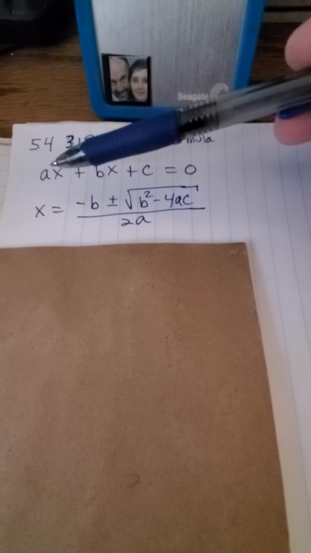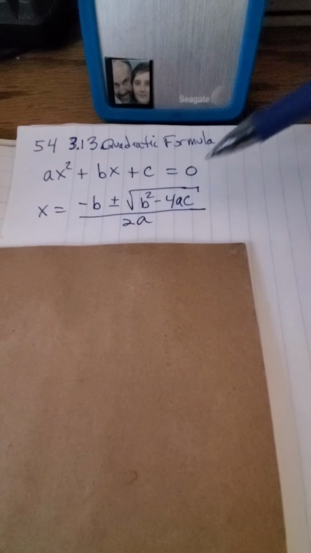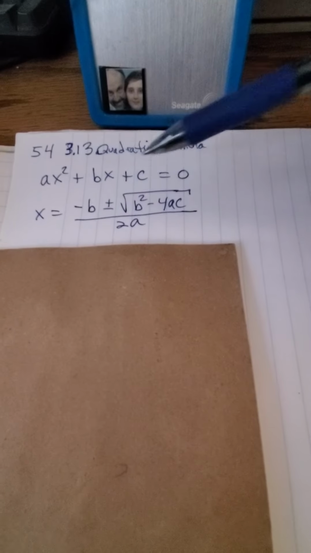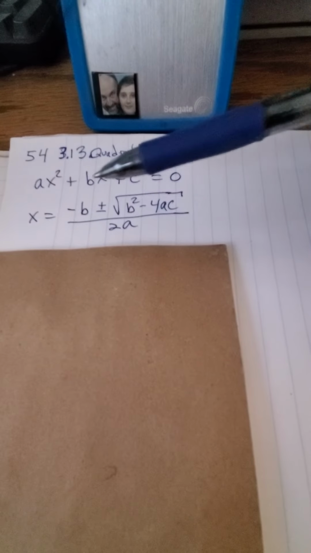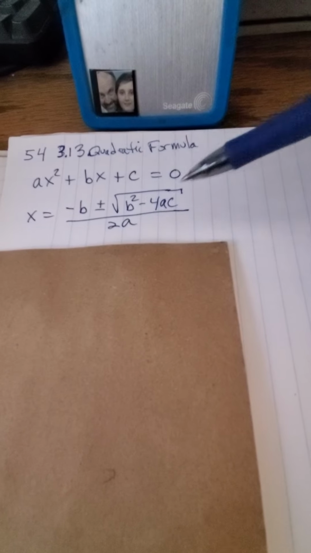Anyway, ax squared plus bx plus c equals 0. That's a quadratic equation. A, b, and c are just plain old numbers. The quadratic formula tells me that x is equal to negative b plus or minus the square root of b squared minus 4ac, over 2a, where I just plug in the numbers a, b, and c into this formula, and pow, I just get my answer automatically.